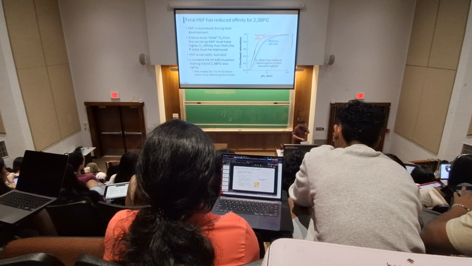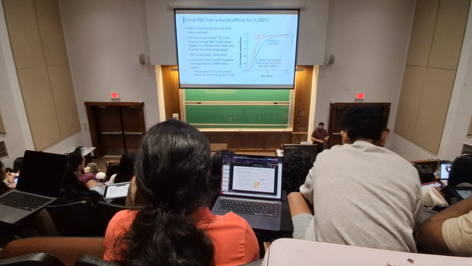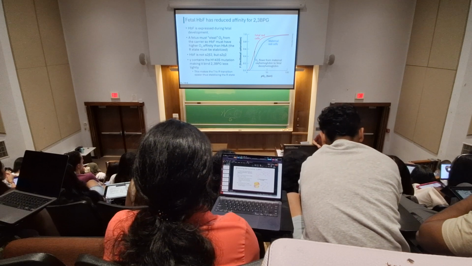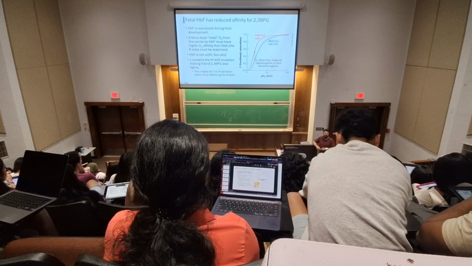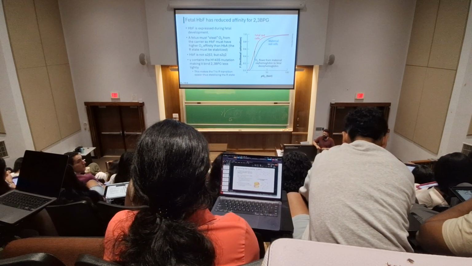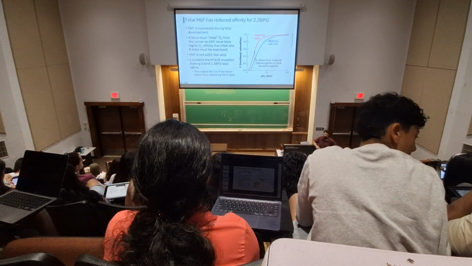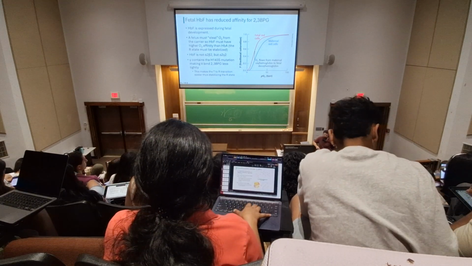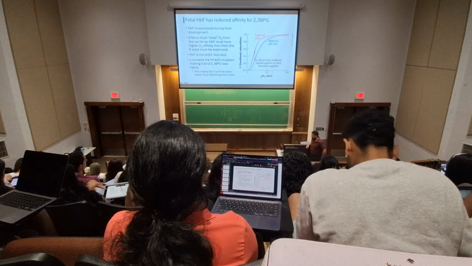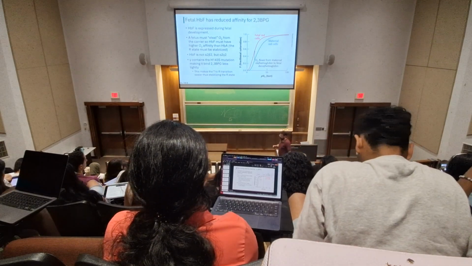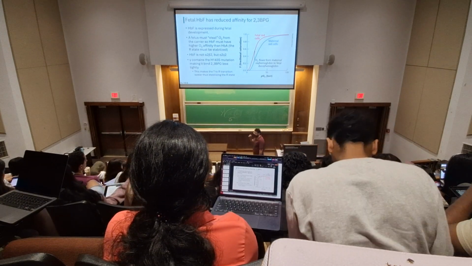Now we can also modify hemoglobin's oxygen carrying capacity by expressing different isoforms of hemoglobin, right? So we have HbA, that's adult hemoglobin. We have fetal hemoglobin, that's expressed during fetal development. So would you expect HbF, fetal hemoglobin, to bind oxygen more tightly or less tightly?